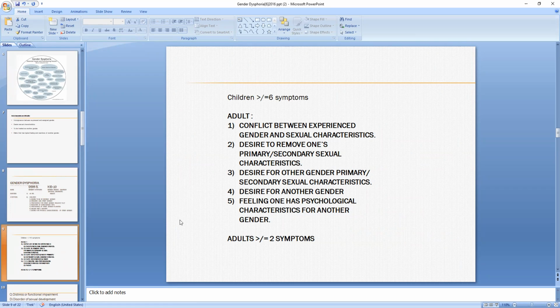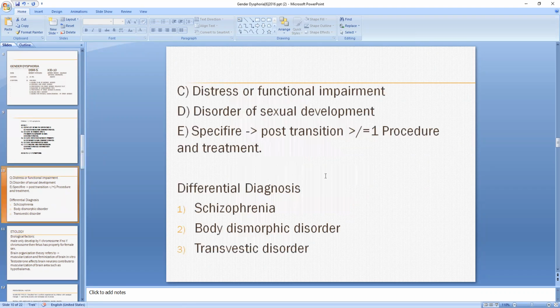First is conflict between experienced gender and sexual characteristics. Second, desire to remove one's primary or secondary sexual characteristics. Third, desire for the other gender's primary and secondary sexual characteristics. Fourth is desire to be another gender. Fifth is feeling one has the psychological characteristics of another gender. And next is distress or functional impairment, and disorder of sexual development. And these are the differential diagnoses: schizophrenia, body dysmorphic disorder, and transvestic disorder.